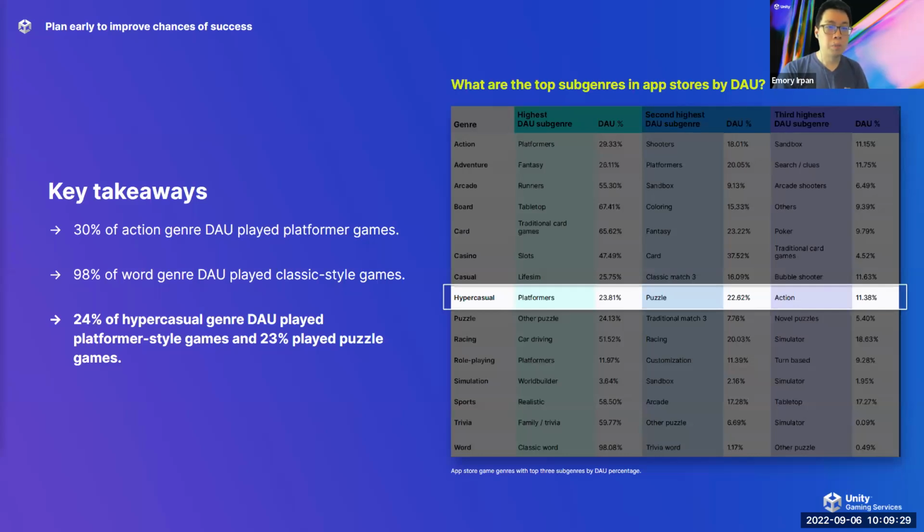Overall, a little bit of market research can really go a long way into planning your next title. In particular, planning a soft launch is one of the most important parts of mobile game development, aside from making the game itself. So I'm going to hand it over to Kristen to talk about the best ways to soft launch your title and test your user acquisition strategies for that new game.